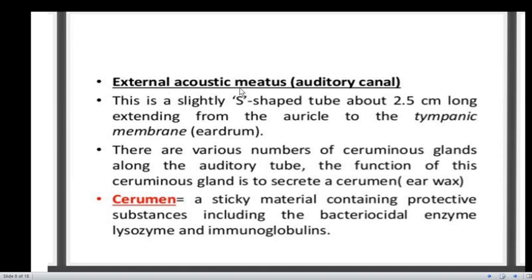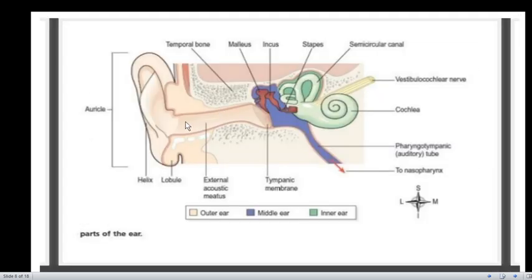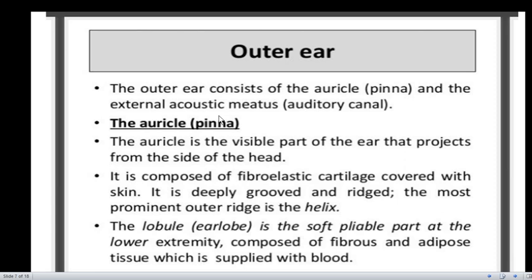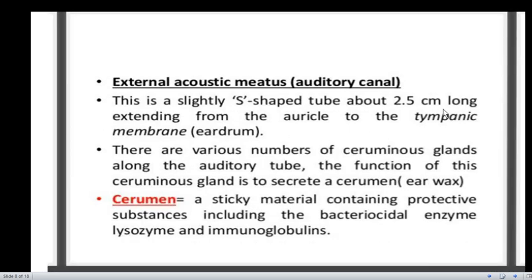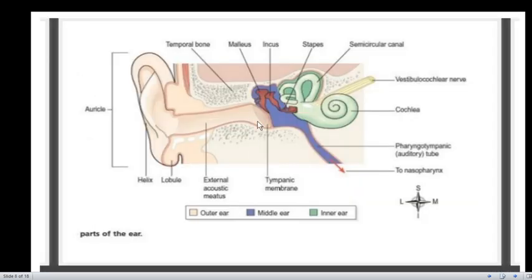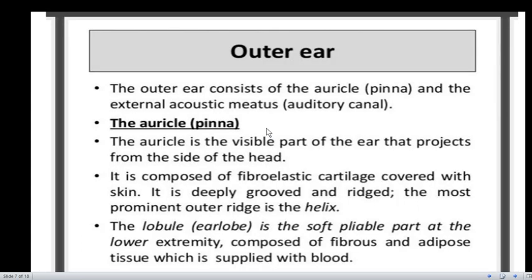Then we have the external acoustic meatus. So if you notice, this part is called the external acoustic meatus. It is like a canal. So it is about 2.5 centimeters long from the auricle to the tympanic membrane. The tympanic membrane is also called the eardrum. Okay, so I've already shown you this part is called the eardrum. So it passes from the auricle to the eardrum.